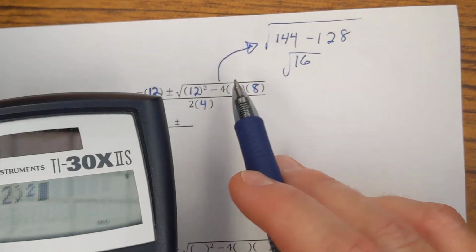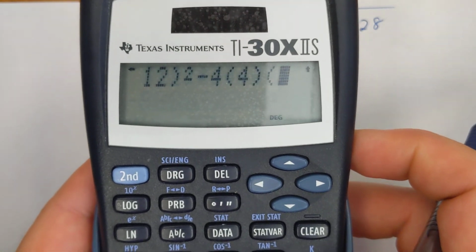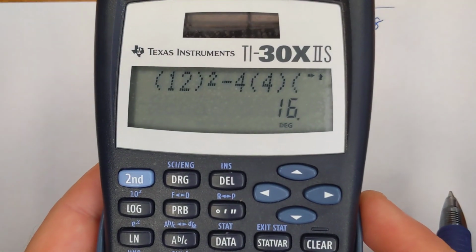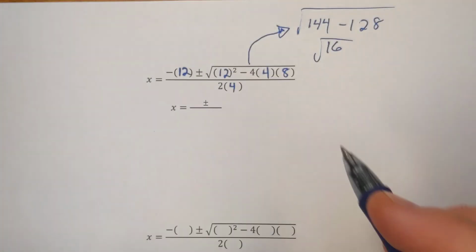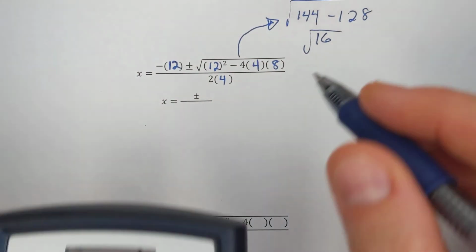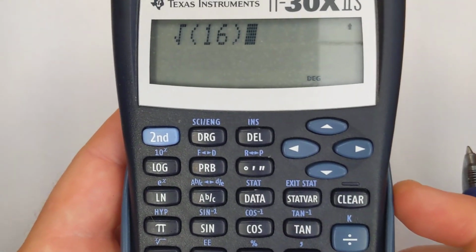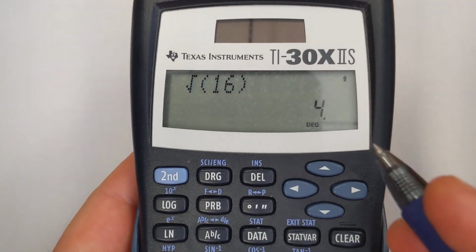A lot of times, I'd also get in the habit of putting your values in parentheses. So I'm going to start with this: the 12 squared minus 4 times 4 times 8. That comes out to 16. Okay, so I've written this here as the square root of 16. And then I'm going to figure out what the square root of 16 is, which hopefully you know. That comes out to 4.